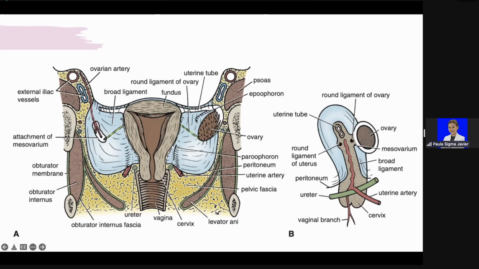And then here you will also see the epiophoron and the paraophoron suspended in the broad ligament as well. These structures are remnants of your Wolffian duct or mesonephric duct. So, in males, if you discussed it earlier, there is the epididymis and paradidymis. So, the epididymis corresponds to your epiophoron and the paraophoron corresponds to your paradidymis.